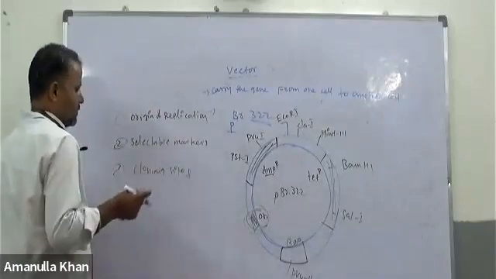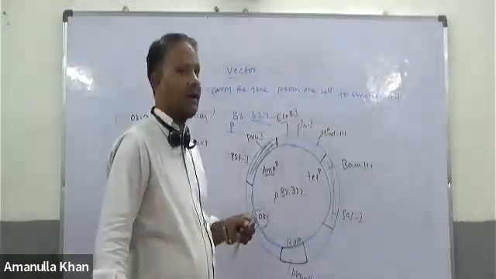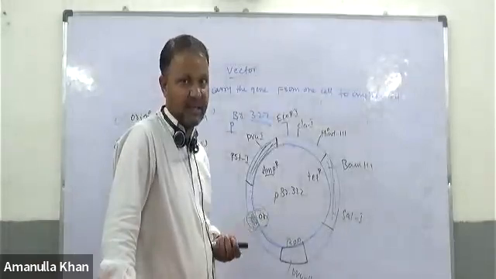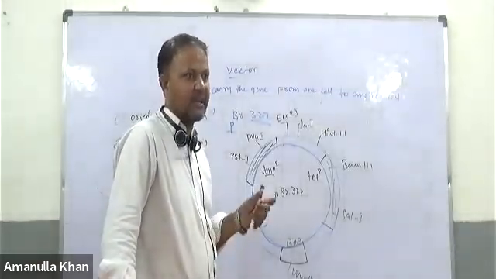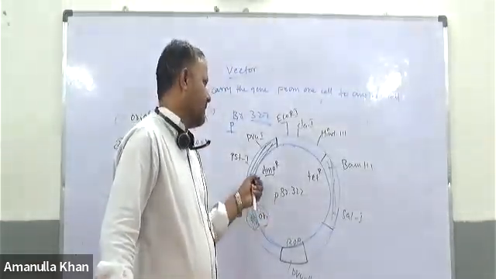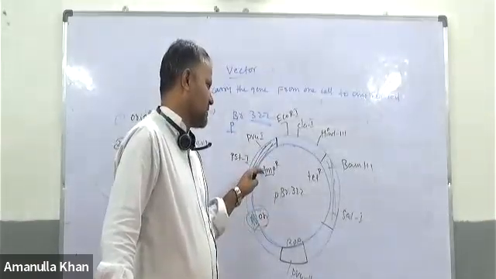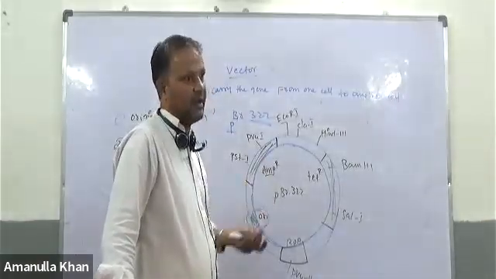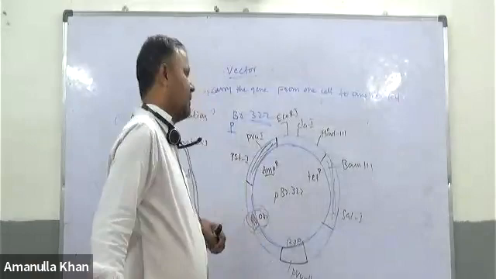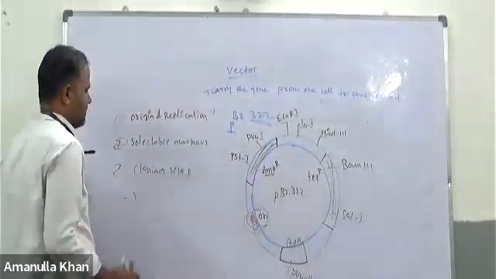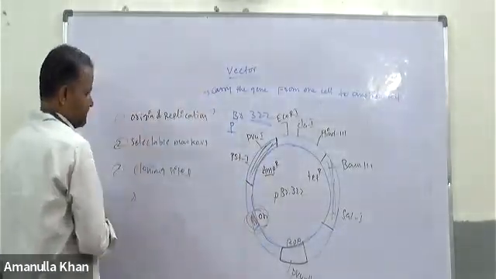So this ori region decides what? The number of copies, the number of DNA fragments. For example, if more than one ori region is there, then more than one DNA fragment is joined.